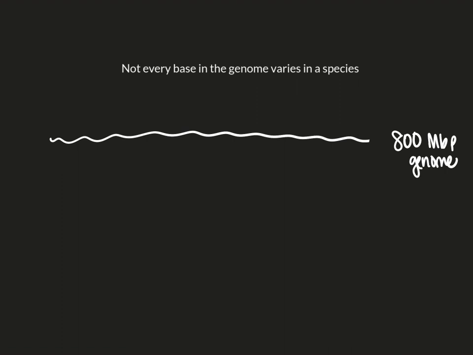So our problem is that we have an 800 million base pair genome and we don't need a marker at every single site. That is, we don't need a very high marker density in order to answer this question. So how do we reduce our marker density? That is, how do we sequence fewer sites in the genome, but still find the variable sites that might be associated with our trait of interest?